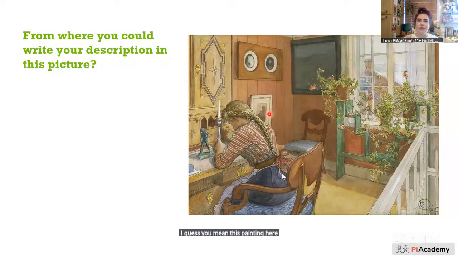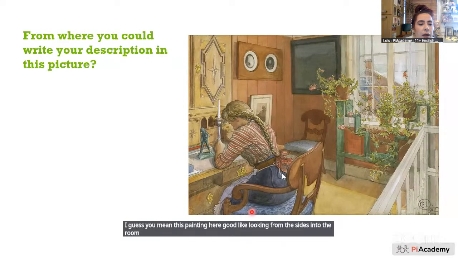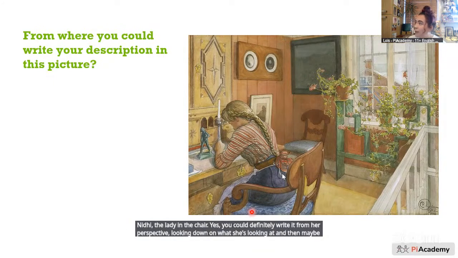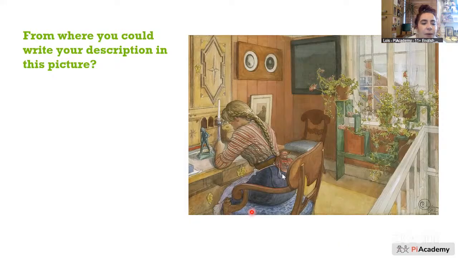Good, like looking from the sides into the room. Ayan says from the banisters. Yep, good. Nidhi, the lady in the chair. Yes, you could definitely write it from her perspective, looking down on what she's looking at, and then maybe she looks out the window again. Caitlin, I've read that one out, I think. Just scroll down a bit.